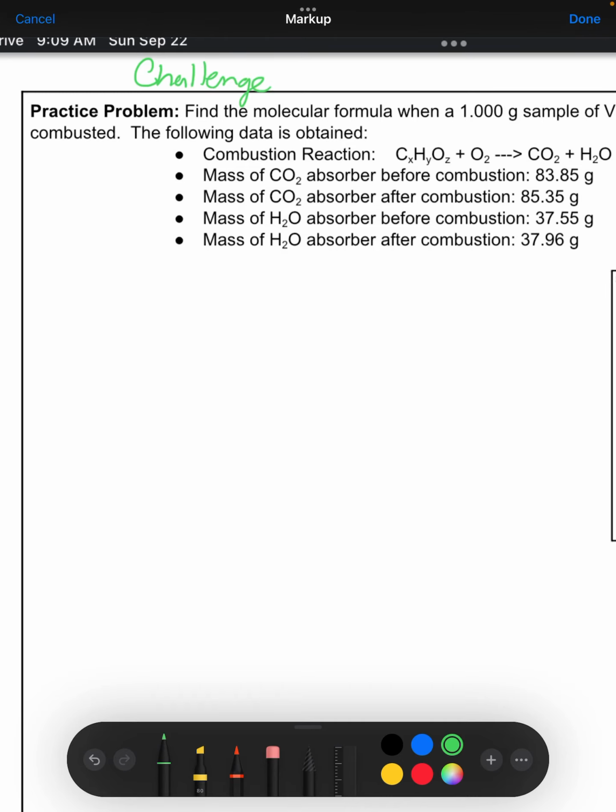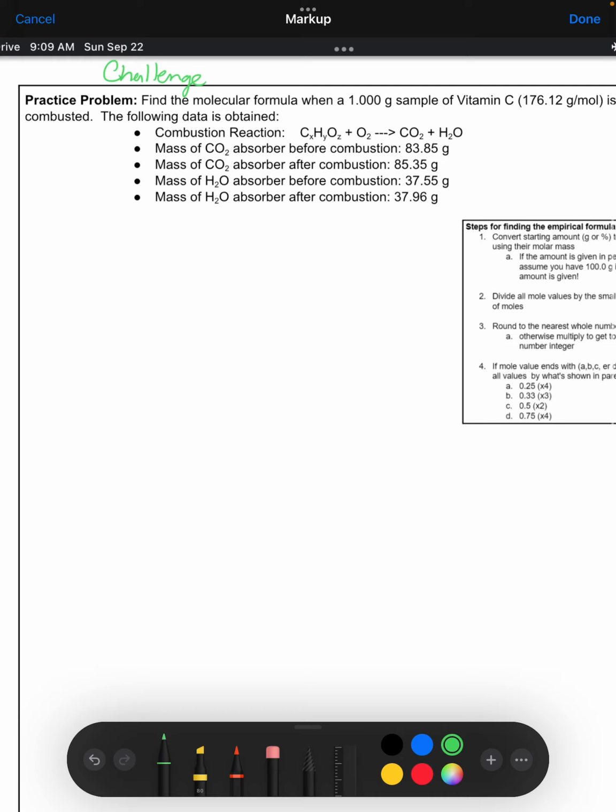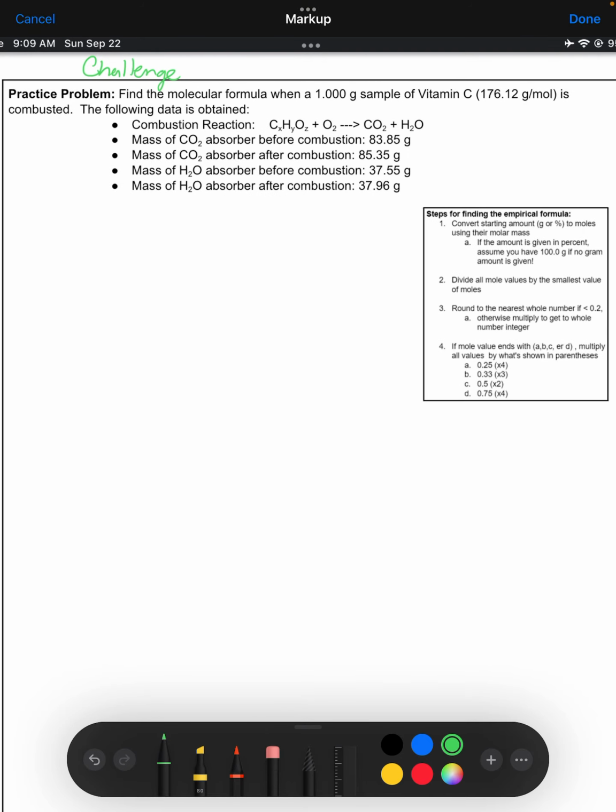All right, so let's read the problem and let's figure out what we have to do. Our problem states, find the molecular formula when a 1.000 gram sample of vitamin C with a molar mass of 176.12 grams per mole is combusted. The following data is obtained.